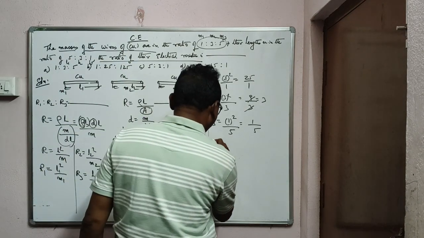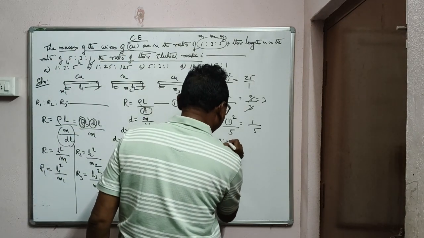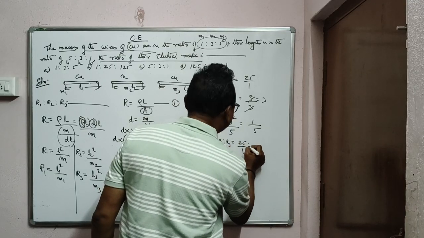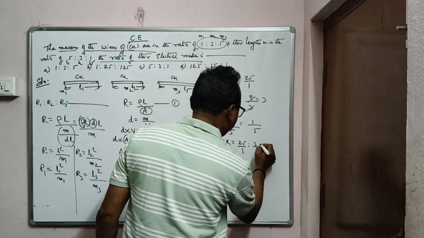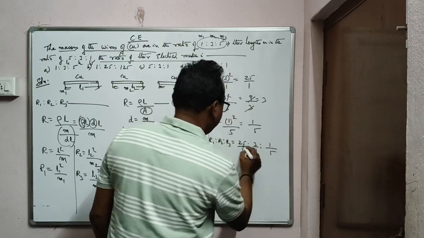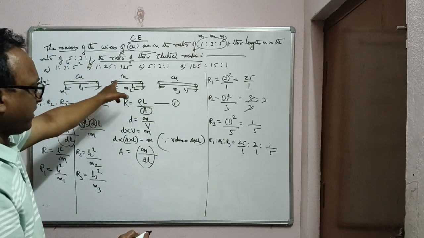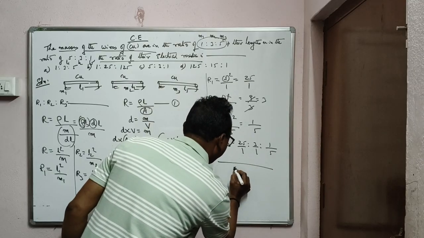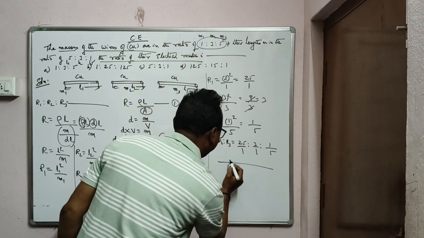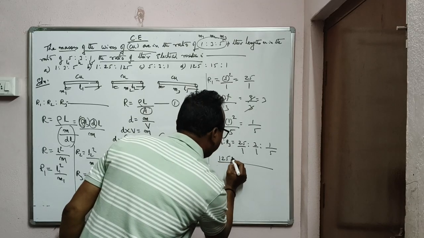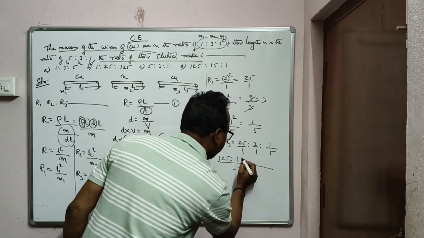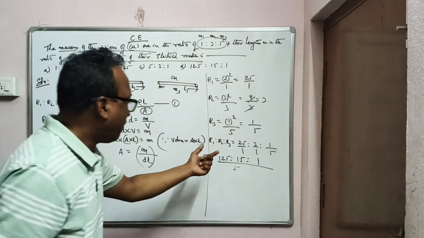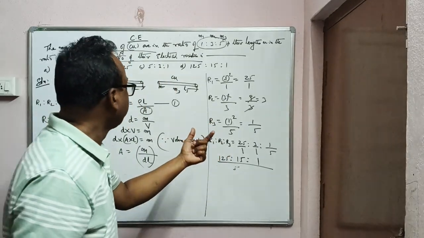Therefore R1 is to R2 is to R3 is equal to 25 by 1 is to 3 by 1 is to 1 by 5. But there is no such answer here, 25 is to 3 is to 1 by 5 is not there. So what will we do? We will take the LCM. Taking LCM 5: 1 by 5 times 5, 5 times 25 is 125. 1 by 5 times 5, 3 times 5 is 15. 5 times 1 is 1. So what are the top values? 125 is to 15 is to 1.